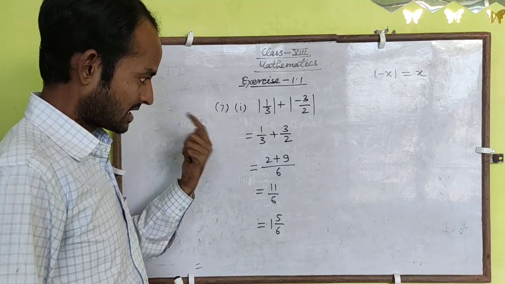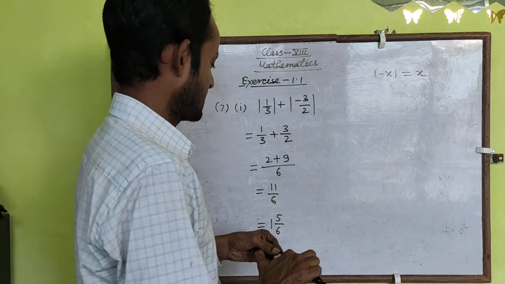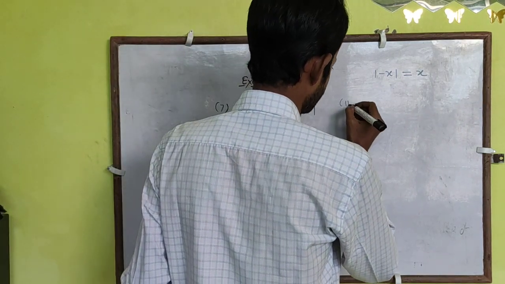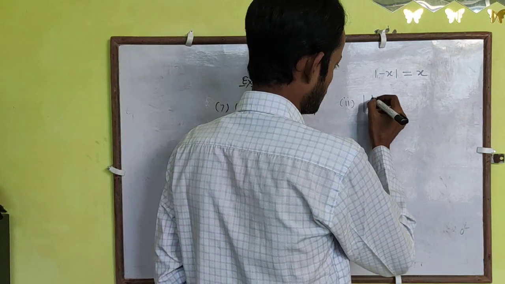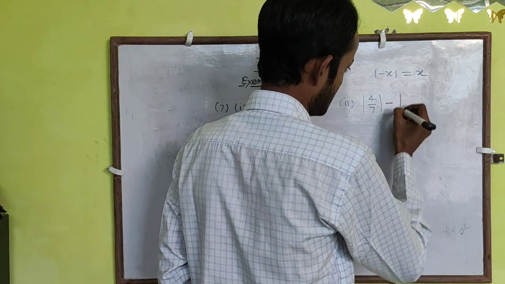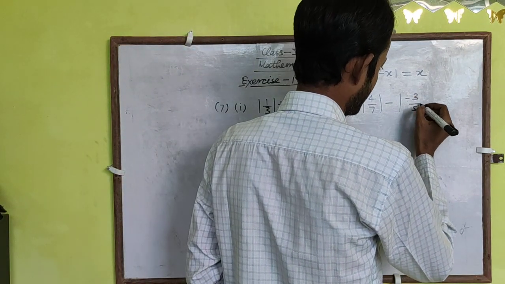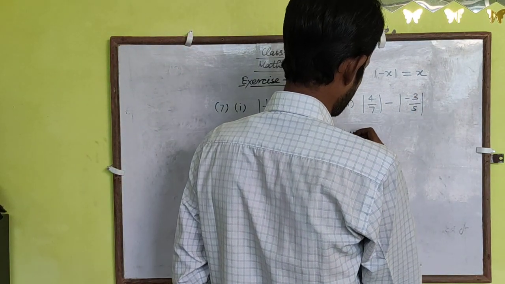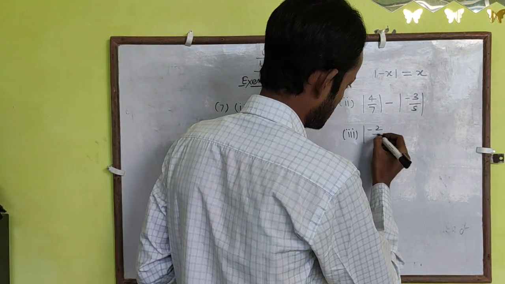Now the remaining questions you can solve yourself. The remaining questions are: question number 2, mod of 4 upon 7 minus mod of 3 minus 3 upon 5. And the third is minus 2 upon 3 minus 1 by 6.